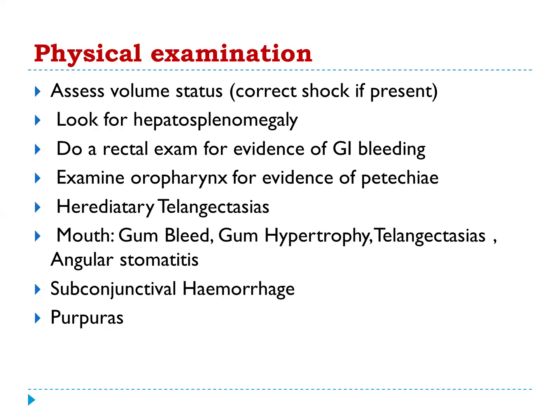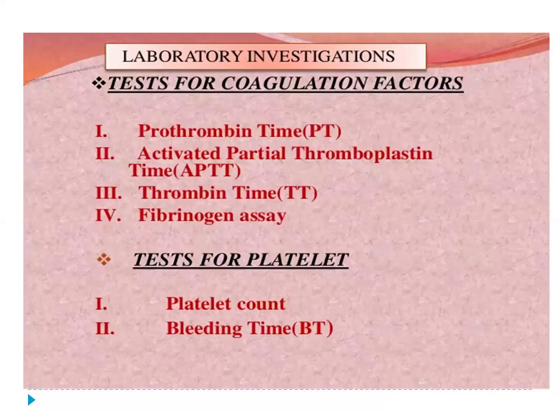You look for petechiae. Petechiae are small dots of bleeding, seen when there are low platelets. Hereditary telangiectasias, you look for those in the nails. You look for gum bleeding and gum hypertrophy, which is due to leukemia. You can look for telangiectasias, which are blood marks on the nails, angular stomatitis, subconjunctival hemorrhage, or purpura. So any signs of bleeding anywhere.